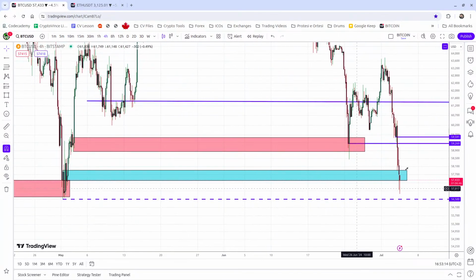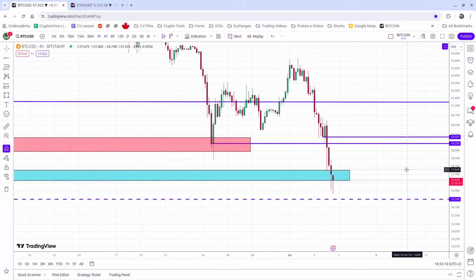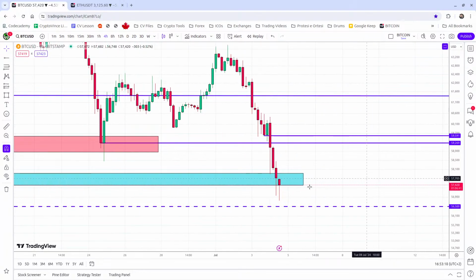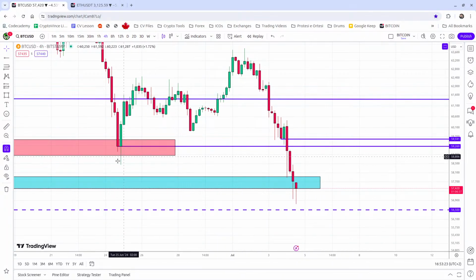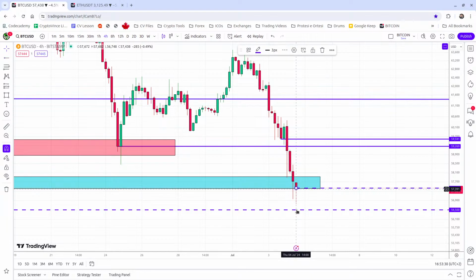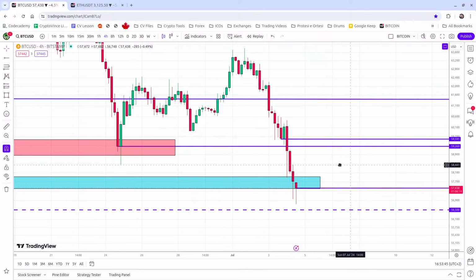So the breaker block, see? We have wicks just below it. That doesn't matter too much, as you can see here. Even here it went below the block and then just went up. So I don't really care if I see wicks. I just need the candles to close. Let me put the sign there. That's 57,438.